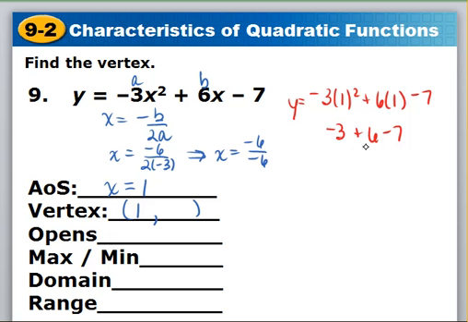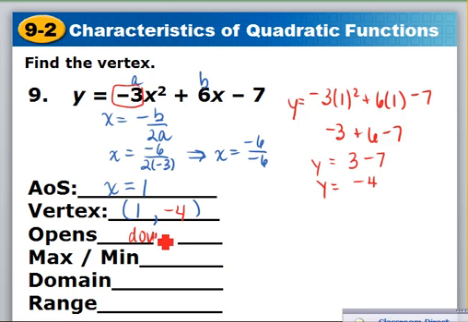Okay, so when I add these together, I end up getting 3 minus 7, which is a negative 4. So that means that y is equal to negative 4, and I can fill in my vertex point. How does it open? Well, because of the a value, this is from the previous lesson, the a value is less than 0, so I know it opens down.